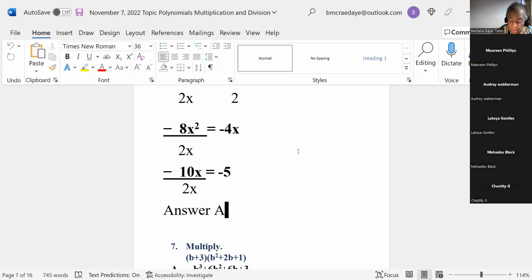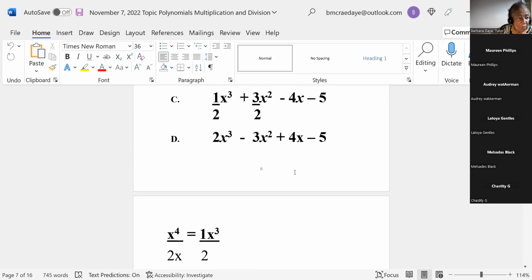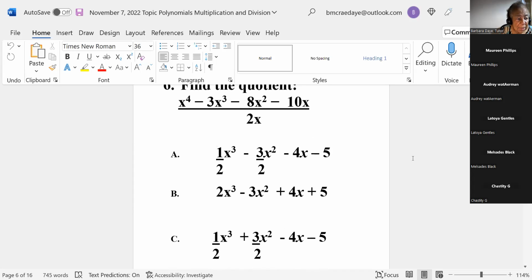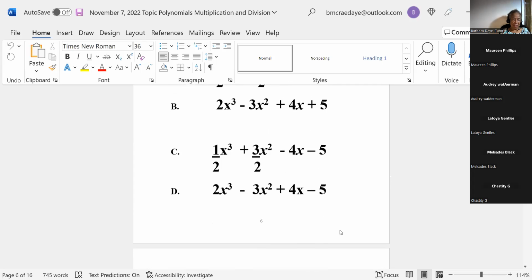Okay, number 6. No, Audrey, you had 1/2 x to the third. Let's see if you had it right. You had 1/2 x to the third. Oh, you had a plus 3/2 x to the second. Yeah, your signs. You just have to watch your signs, okay?